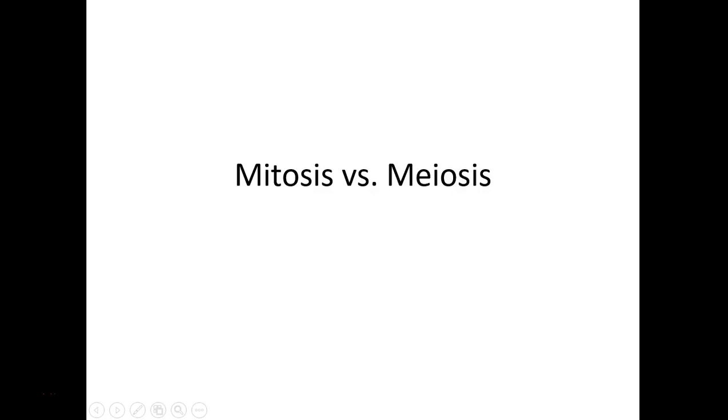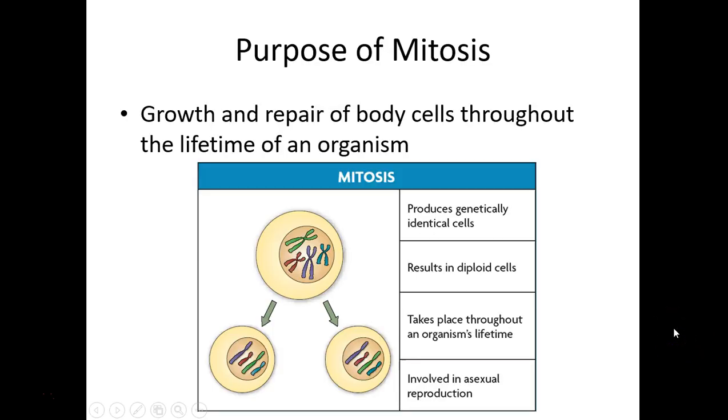Now that we've learned about the two types of cell division, let's take a look at how they are similar and different. So the purpose of mitosis, if you recall, is the growth and repair of body cells throughout the lifetime of an organism. So mitosis will be ongoing. Some cells go through mitosis every few days, some once a month, some only a few times in your life. But through mitosis, we get genetically identical cells.